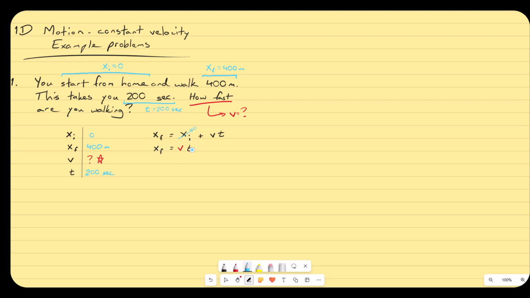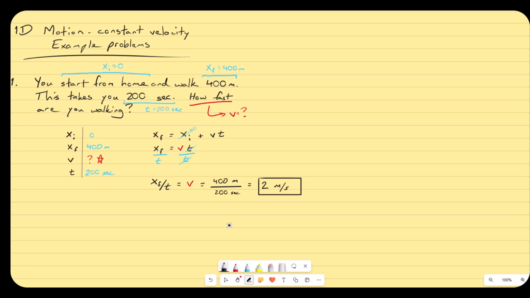I've got x final as vt. I'm trying to get v by itself, so I need to divide by t. I'm going to divide by t over here, divide by t over here, and I get x final over t on the left equals v. Now that I'm down to v equals something, I'm going to plug in my values. X final is 400 meters. Time is 200 seconds. And I get 2 meters over second, so 2 meters per second. Not too bad. That was an easy one.